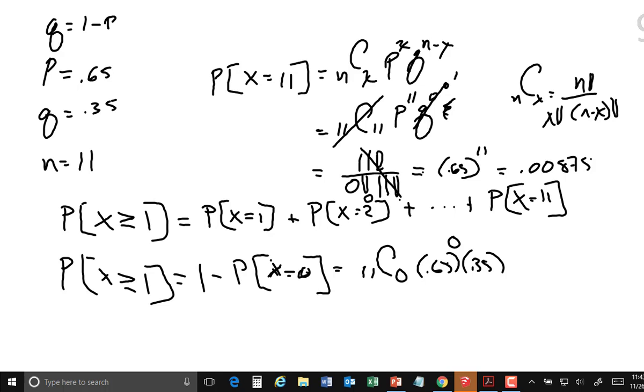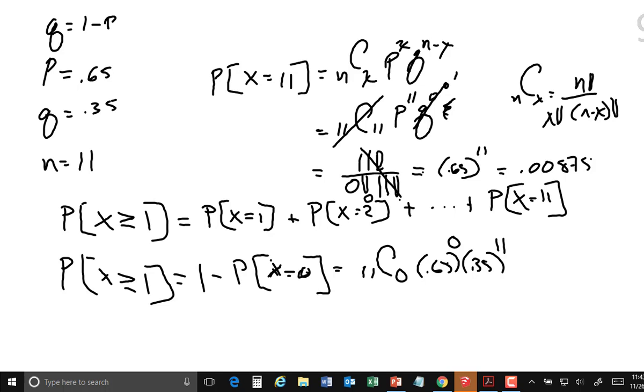Just look at what it is. What's n and what's x? What's n here? 11. What's x? 0. So what's 11 minus 0? I don't know. What number are you coming up with? Now, where does this counting rule come into account?